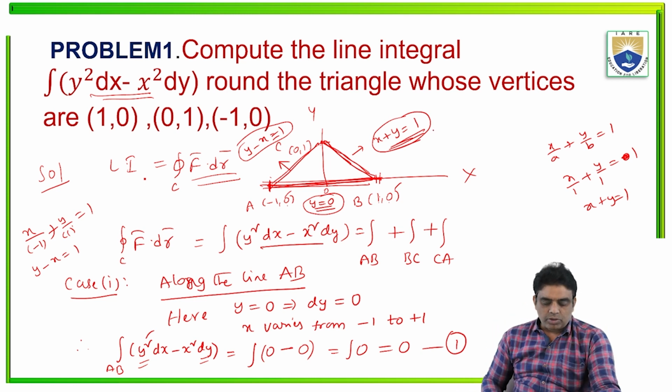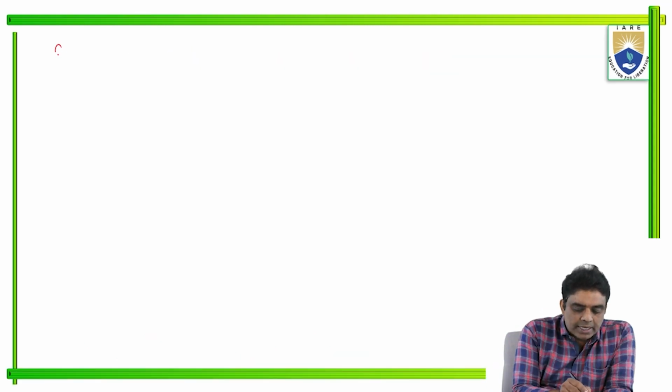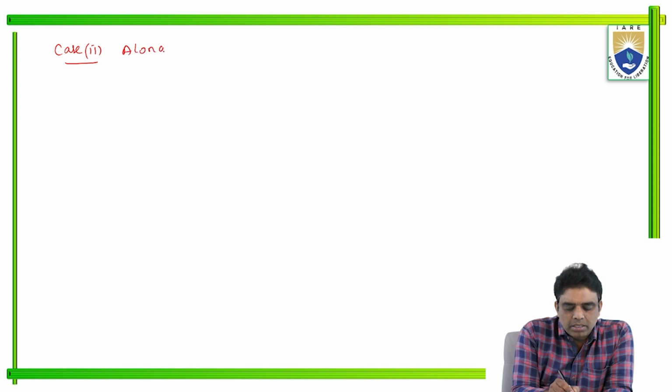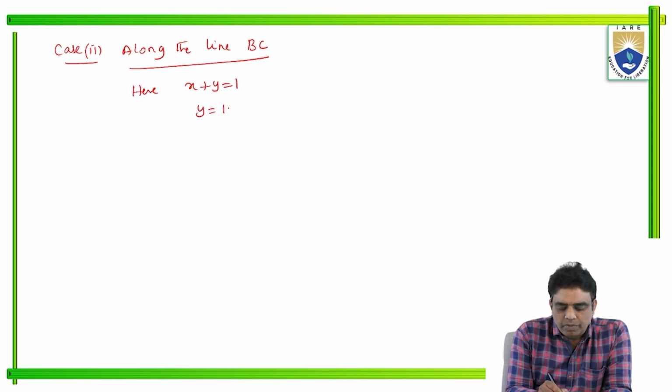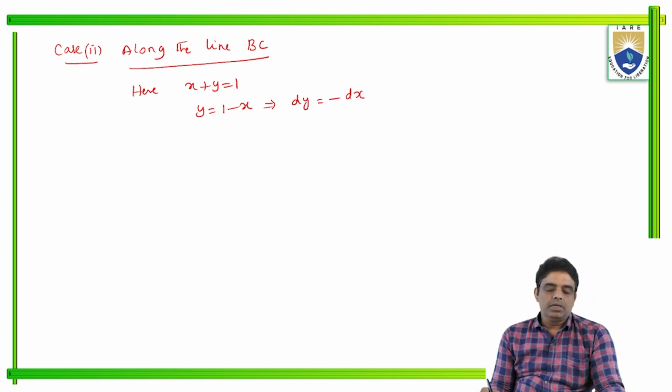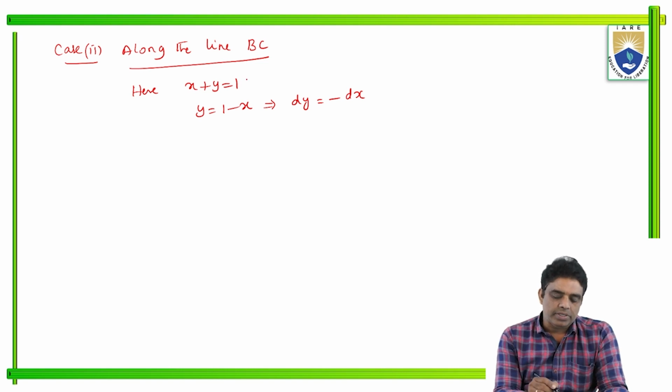Now I'd like to calculate case 2. What is case 2? Case 2 is along the curve, or along the line BC. So what is the line equation here? x plus y is equal to 1, or y is equal to 1 minus x. On differentiating, dy is equal to minus dx.